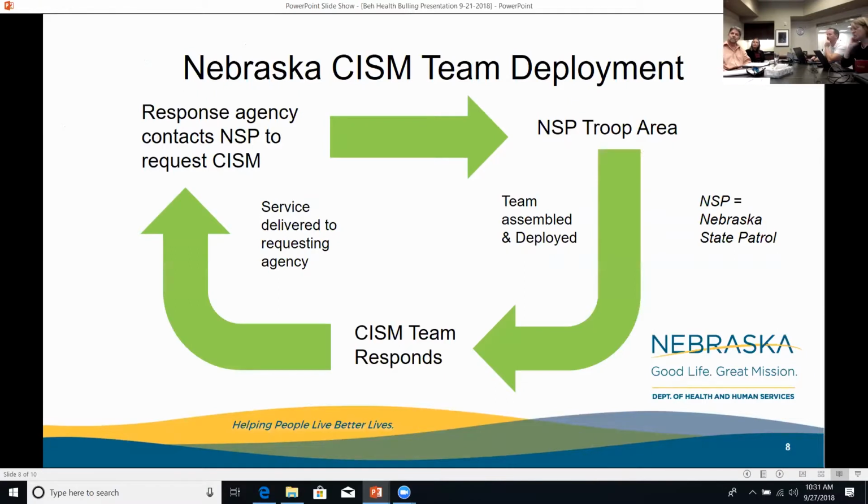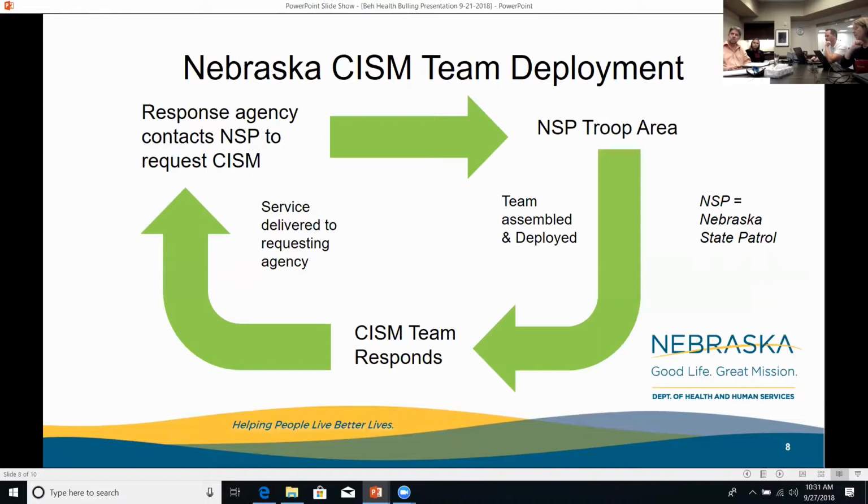Critical incident stress management teams are a little different. The Nebraska CISM team may only be requested by a response entity. That request goes directly to the State Patrol, and they notify the CISM coordinator for that area. That coordinator assembles the team and provides deployment instructions.